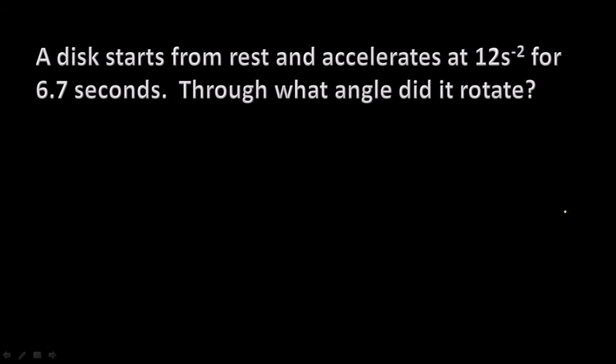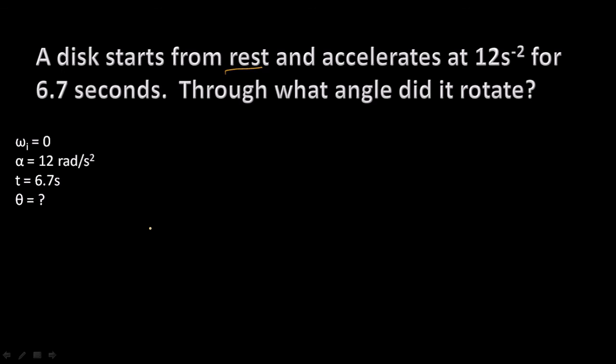A disk starts from rest and accelerates at 12 radians per second squared for 6.7 seconds. Through what angle did it rotate? Well, the best way to approach this, I think, is the way we've been doing it all along, and that is to list our variables first. So the initial angular speed, you have to get used to what these variables mean, is 0. It starts from rest. And it accelerates at 12 radians per second squared, that's alpha, for a time of 6.7 seconds. There we have it. Through what angle did it rotate?